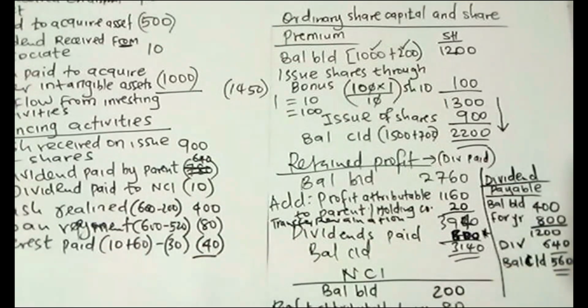So up to that point, 900 minus 640 minus 10 plus 400 minus 80 minus 40. Give me the answers, at least so that I know you are here, you are participating, you are getting what I'm doing. Which answers are you getting there?